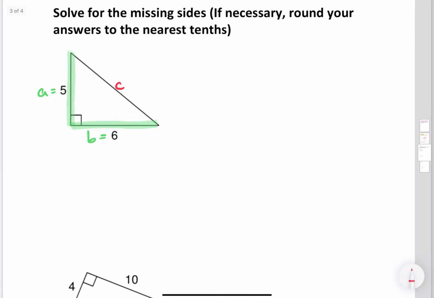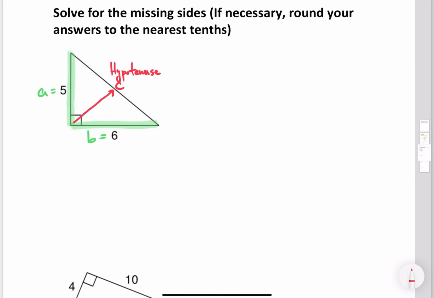Now, remember, that's the most important one. That C is our hypotenuse, and the hypotenuse is always going to be the side that doesn't touch the right angle, and it's always directly on the opposite side of that right angle.